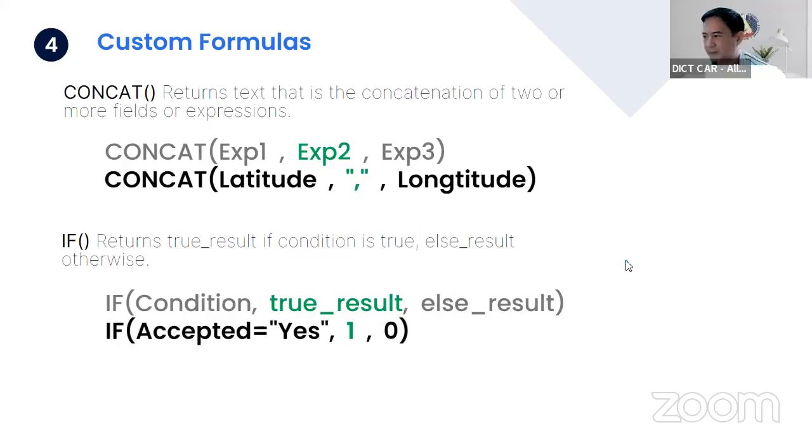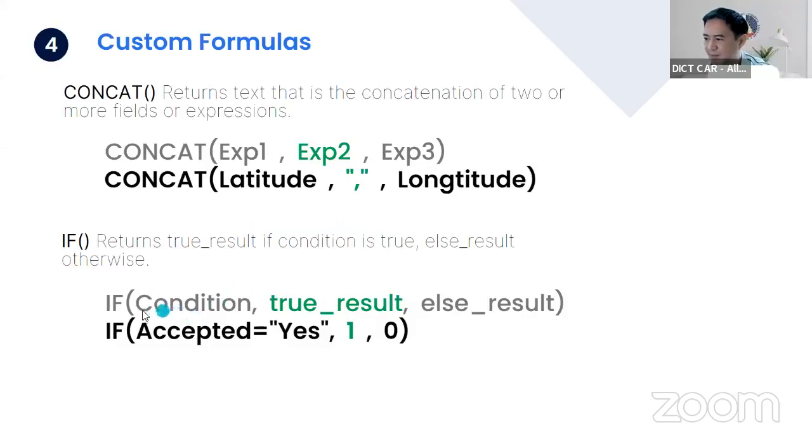Ito yon. These are a few, just actually two functions or formulas that we'll be using today. One is concatenation, one is the if. Unahin natin yung if condition. So if is a function that returns a true result if the condition is true. Ang condition, kino-compare mo lang yung dalawang values, no? Equal, not equal, greater than, less than.